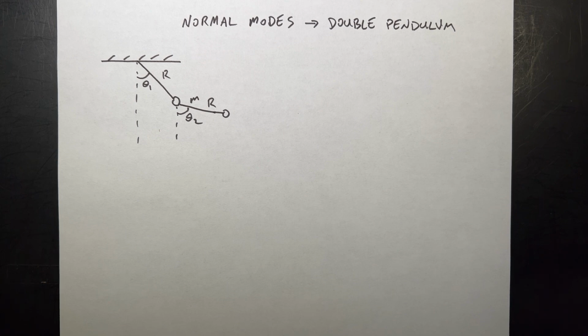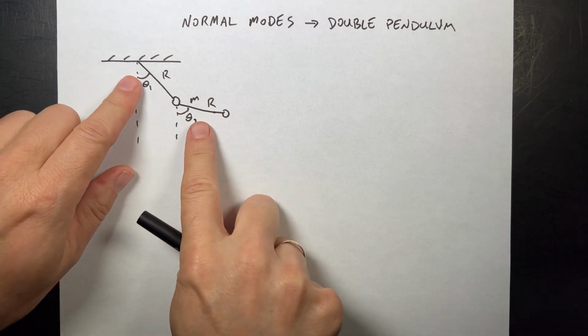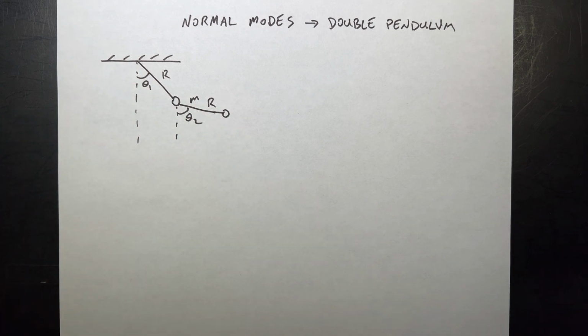But in this case, what we want to do is to find the normal modes. So remember, normal modes are the situations where the motions of the 2 variables, theta 1 and theta 2, or some other variables, we're going to use some other ones, have the same frequency. So it's initial conditions that give those same frequencies. And I'll show you what I mean when I get there.